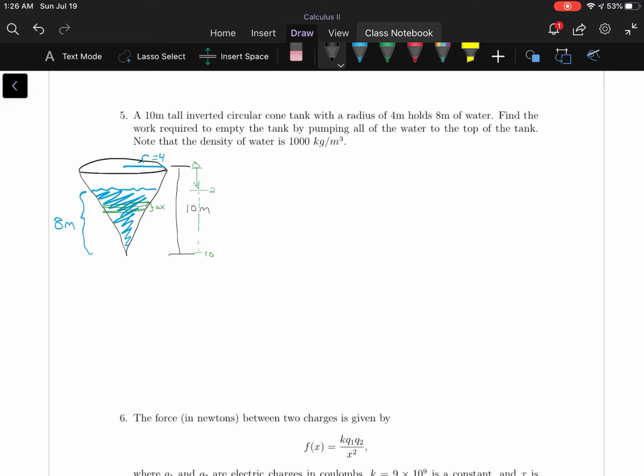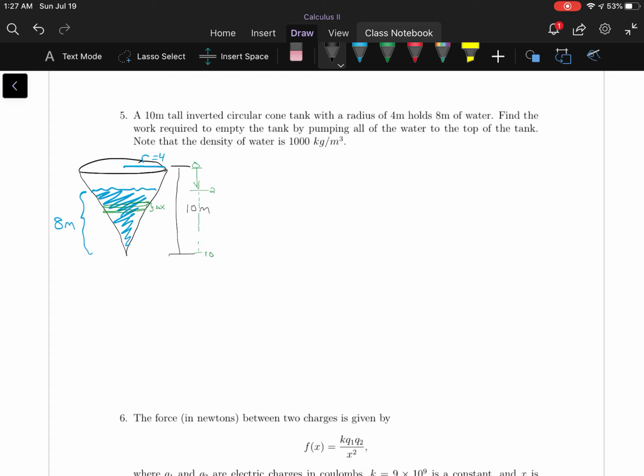And again, in this case, I'm choosing to essentially put my origin at the top of this cone with the positive direction downwards. And so that means that the water starts at 2 meters below the top, and goes all the way down to 10 meters. So when we integrate, we're going to integrate from 2 to 10. The closest bit of water needs to go up 2 meters, and the furthest needs to be pumped up 10 meters. So I need to figure out the force equation, essentially, for this first.